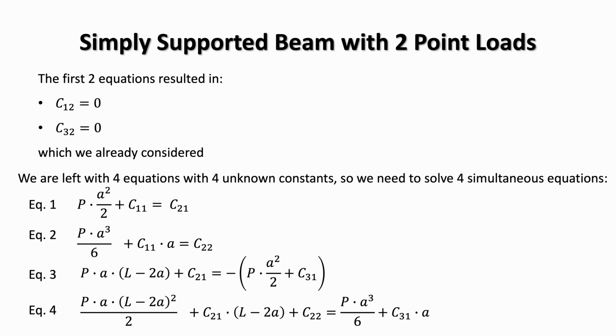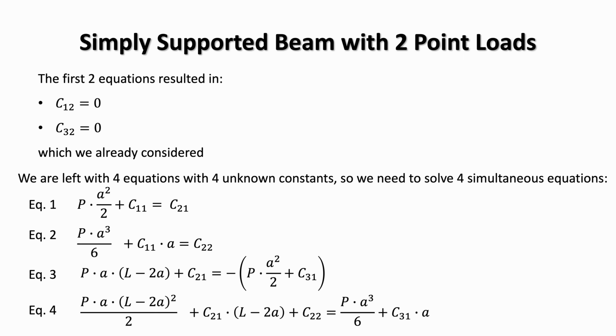They gave us C12 equals 0 and C32 equals 0, which we took into account in the deflection expressions. So we're now left with four unknown constants, C11, C21, C22, and C31. From the continuity conditions at B and C, we have four equations relating to the four unknowns.